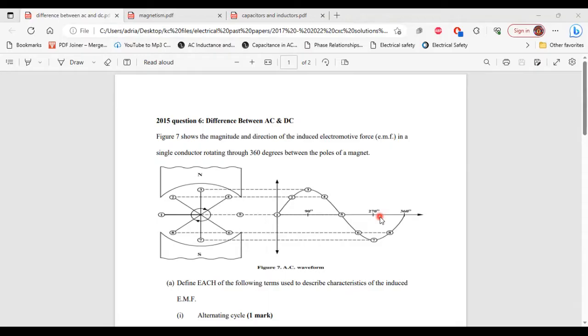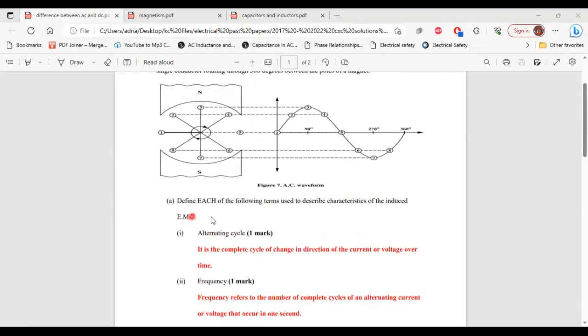So question six is from the 2005 past paper, and these questions are also linked to question two from the 2019 past paper. All right, so let's begin. It says, figure 7 shows the magnitude and direction of the induced electromotive force in a single conductor rotating through 360 degrees between the poles of a magnet.